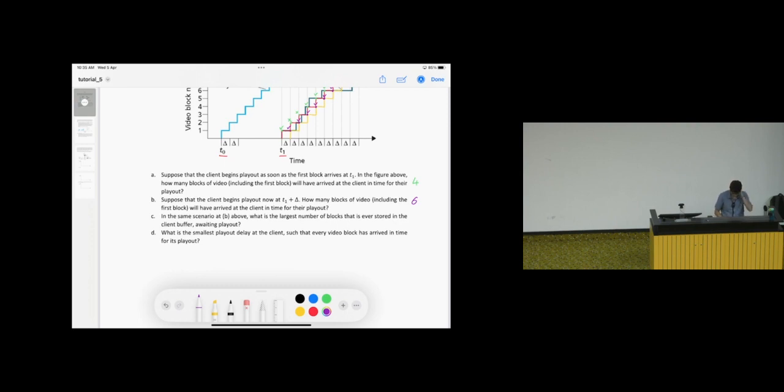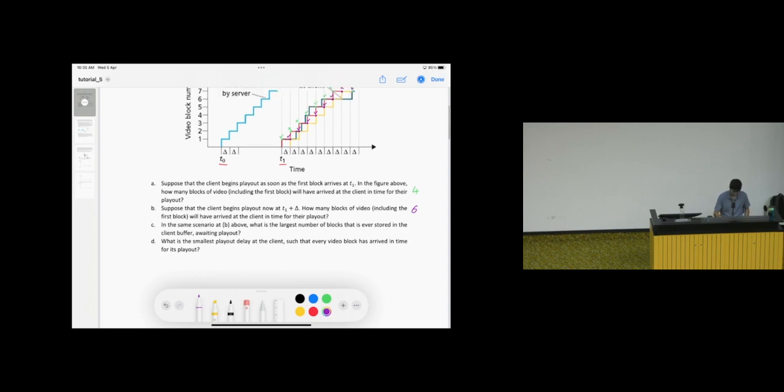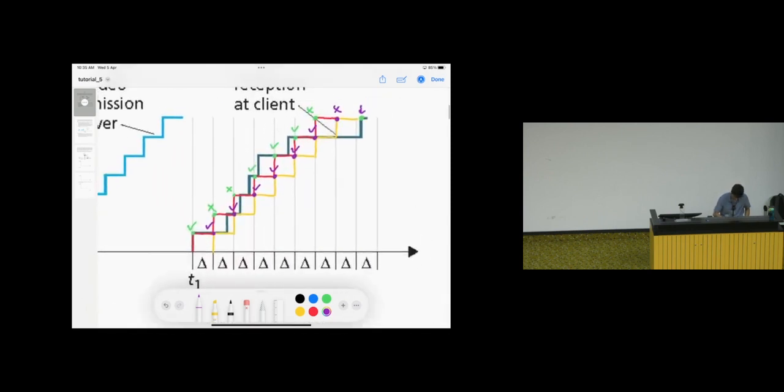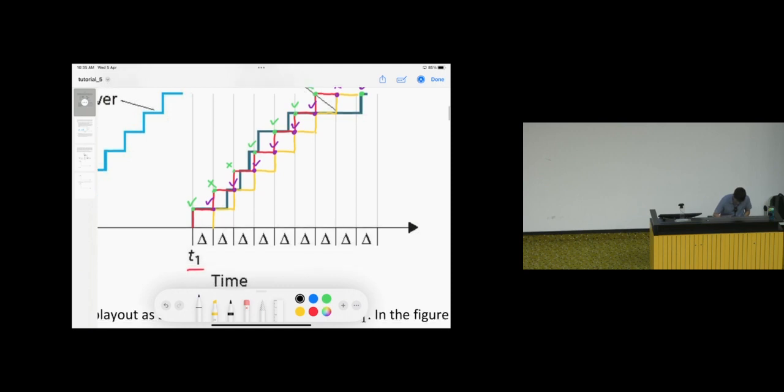So in C, in the same scenario as B above, what is the largest number of blocks that is ever stored in the client buffer awaiting playout? Okay. So we need to count that. At T1 plus delta, we only have the first frame in the buffer, because the second frame, the moment it comes, the first frame is played, so we only have one in the buffer. So I'm going to write 1 here.